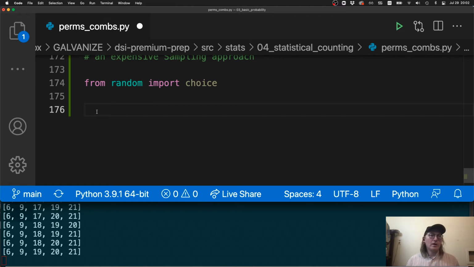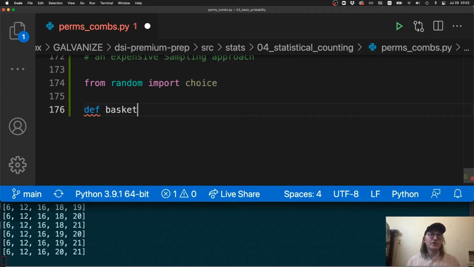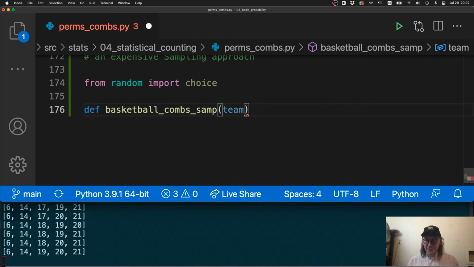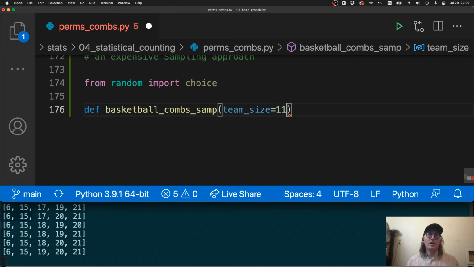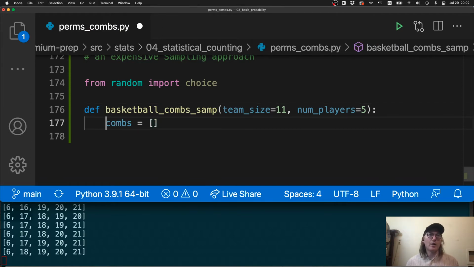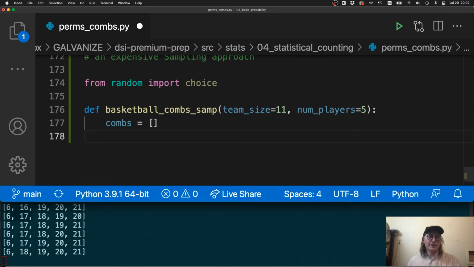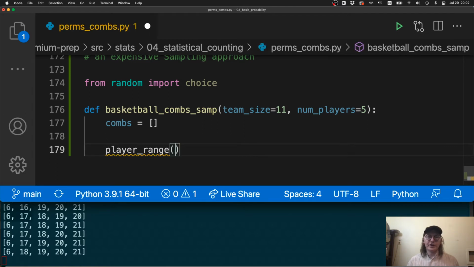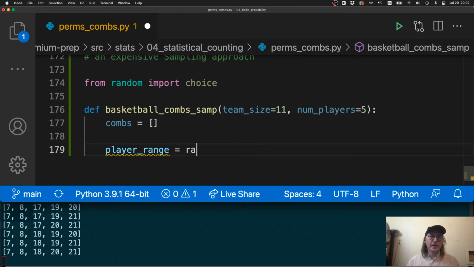So the way that I would approach this from a sampling point of view, and I'll just write a function for this. So let's call this basketball combinations sampling. And something to notice here also, I can vary the team size. By default, I'll set it to 11. I'll set the number of players to 5. And in this case, I can just make a collector for combinations. And the player range is going to get the range from 1 up to the team size plus 1, okay?